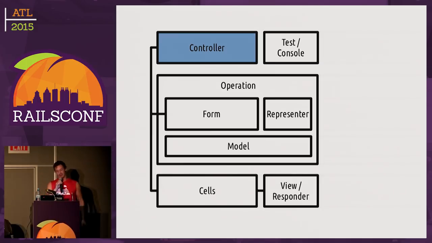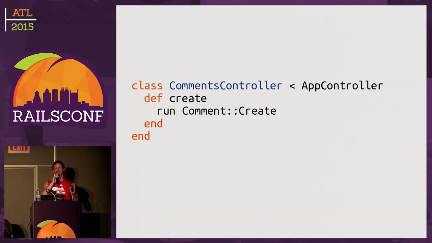The controller in Trailblazer ends up as a really, really slim dispatching asset. So there's no business logic, no persistence logic, no validation, no callbacks in controllers. The controller simply dispatches to the operation. So this ends up with really, really slim controllers.